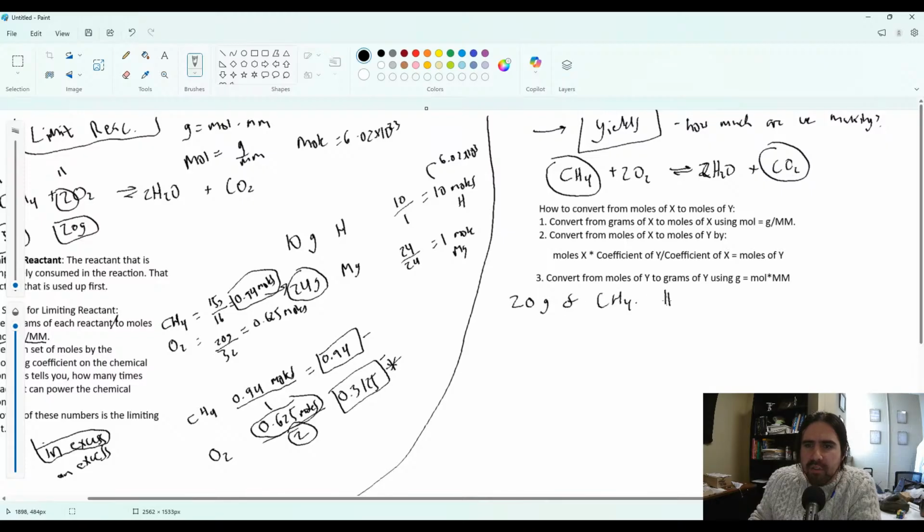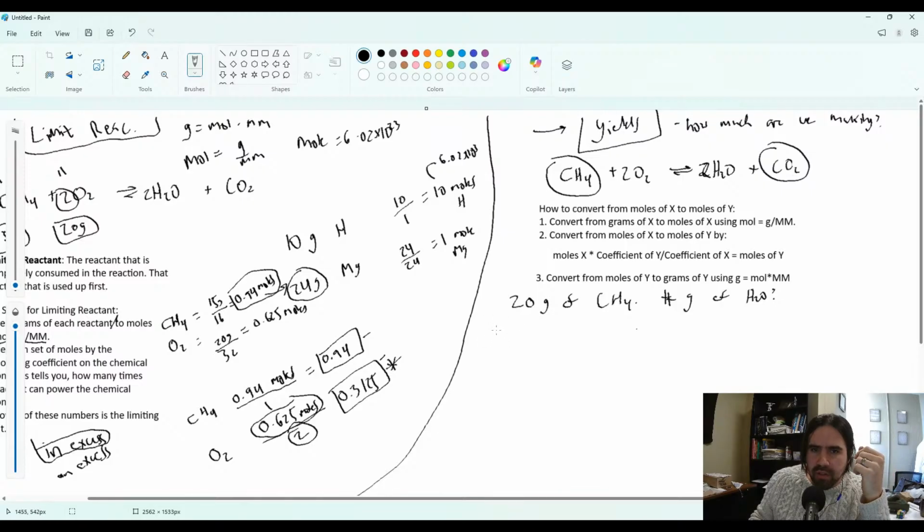What's the number of grams of H2O that I get out of that? So grams of CH4, how many grams of H2O do I get out of it? The first thing I want to do is convert from grams of X to moles of X, so grams of CH4 to moles of CH4, by dividing the grams by the molecular mass.